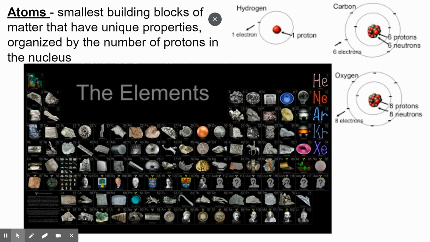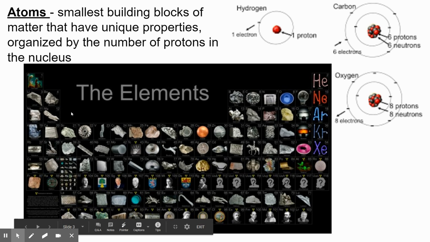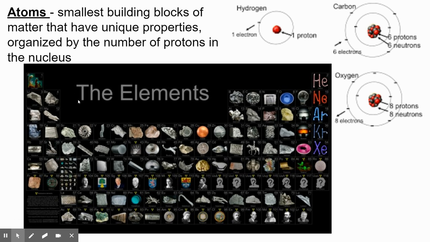Now again, like I said, atoms are the smallest building blocks of matter. Each atom has unique properties, and they're organized by the number of protons in the nucleus. So 1 proton, like I said, is hydrogen. 6 protons is carbon. 8 protons is oxygen. These are the periodic table. I'm sure you all have heard of the periodic table before. All the elements are organized in the periodic table by their number of protons. The number of protons really determines the chemical and physical properties of an element, and that's why we organize it by number of protons.